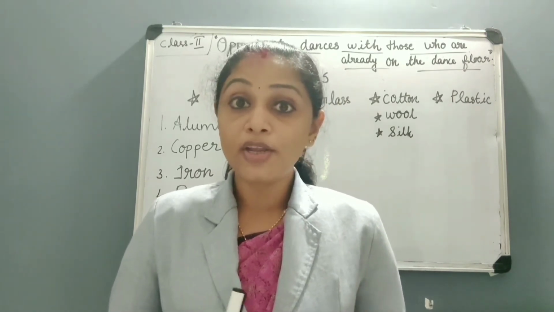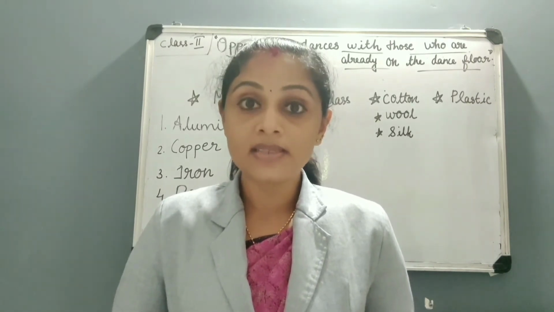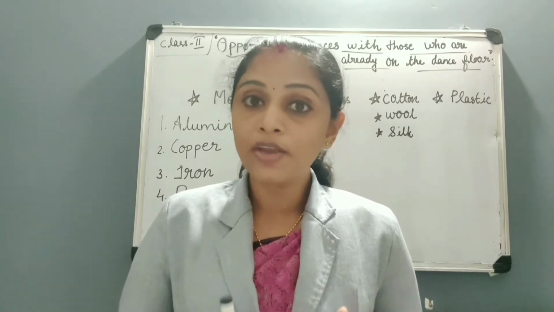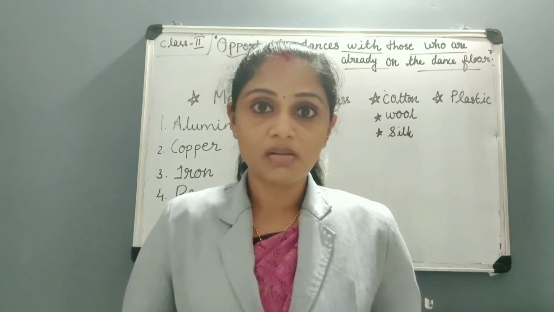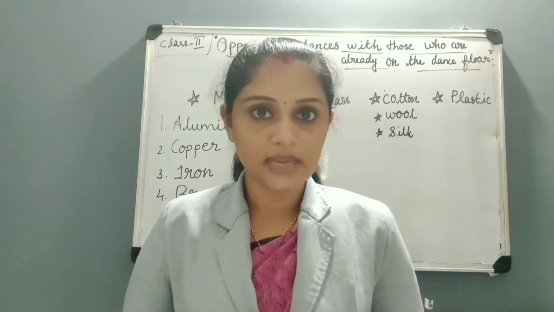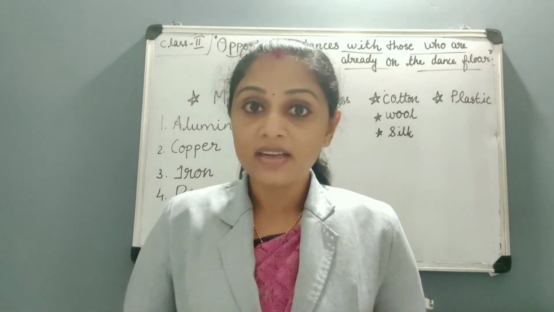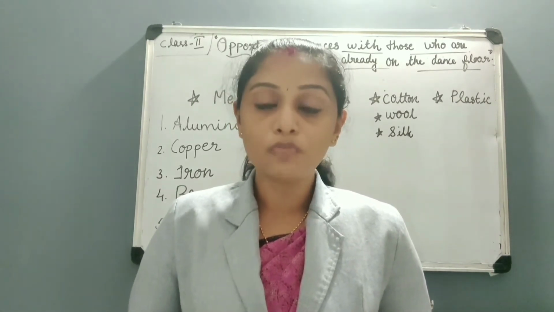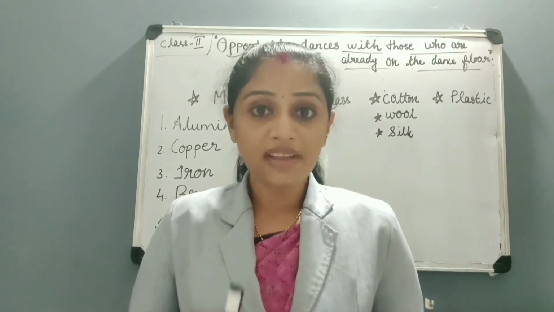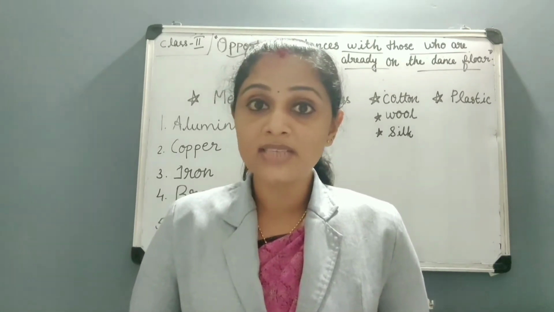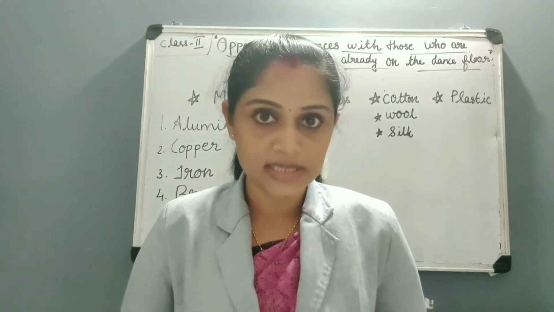Then we learned about human made things. What do you mean by human made things? The things that are made by humans and we do not get from nature are called human made things. Examples for human made things: chair, table, then fan, bottle. Many examples are there. Then we learned that humans need some materials for making all these human made things.